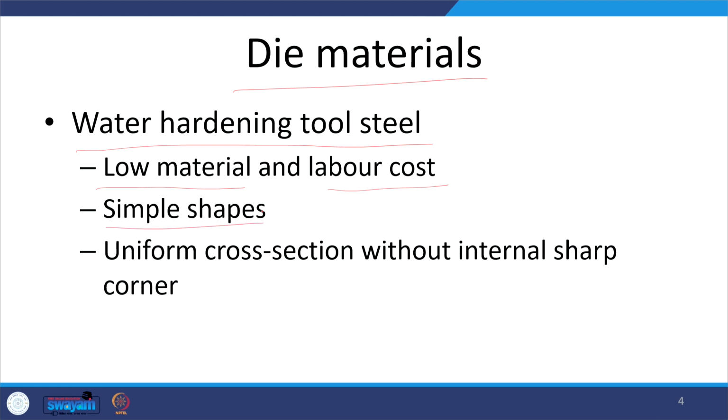This is preferred particularly for simple shapes of uniform cross section, because when dies made of water hardening tool steels are later subjected to heat treatment, there is a great chance of distortion because of the high cooling rate that is imposed. That distortion tendency will reduce the dimensional accuracy and the shape that will be realized after the heat treatment. Therefore, it is preferred for uniform cross section without internal sharp corners.